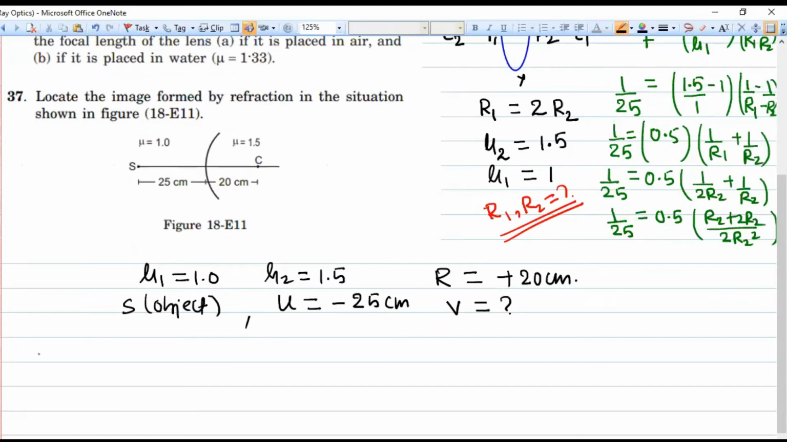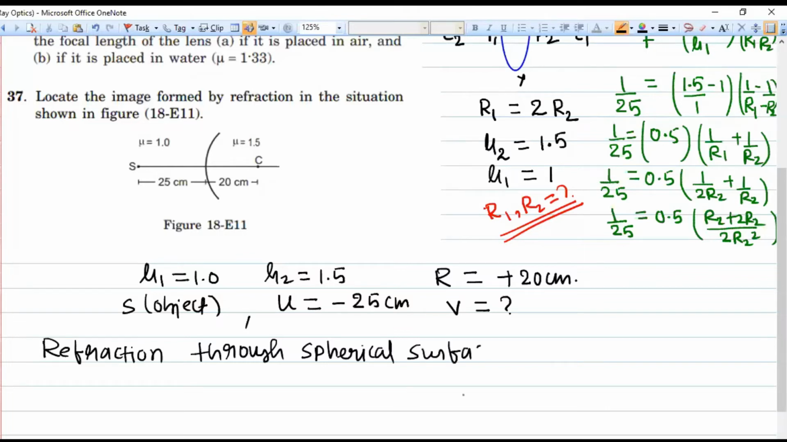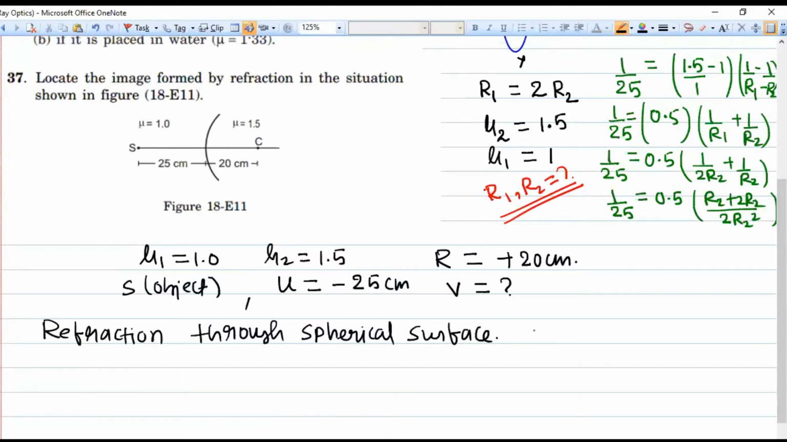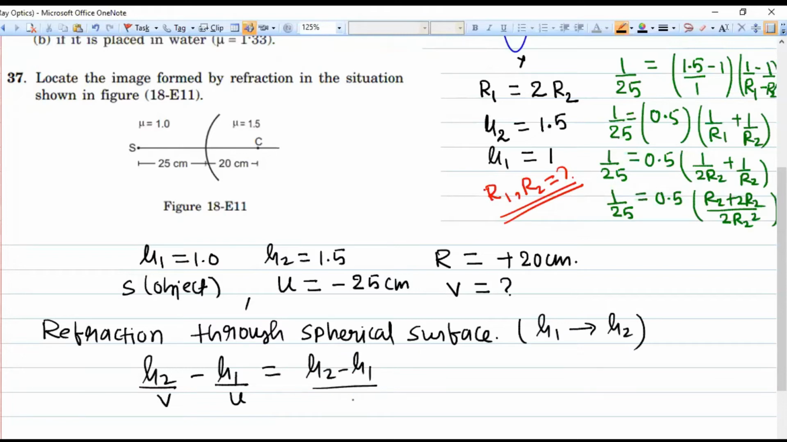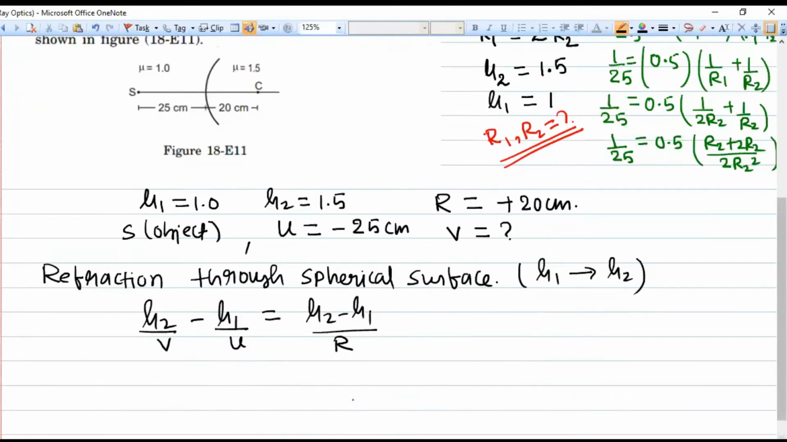So this formula we can apply: refraction through a spherical surface. Light is placed in a medium having refractive index mu1 and is traveling from medium 1 to medium 2. So we apply: mu2 divided by V minus mu1 divided by U equals mu2 minus mu1 divided by R. This is the formula for refraction of light through a spherical surface.